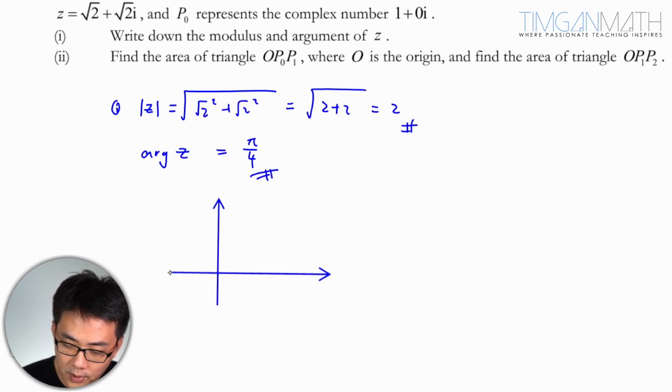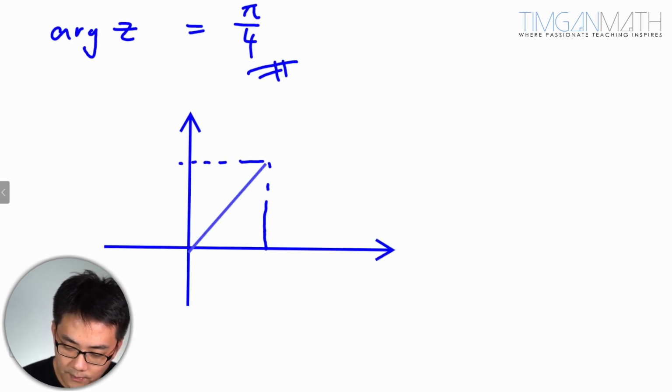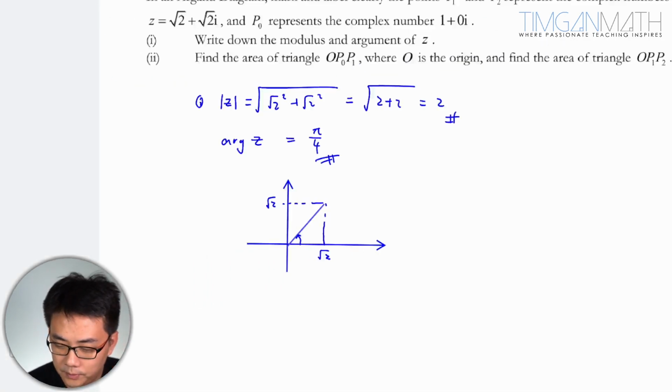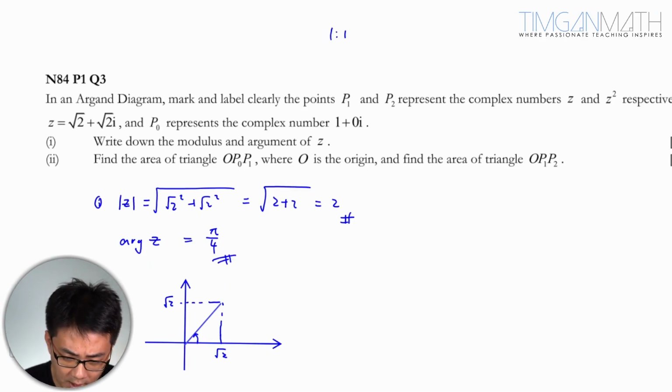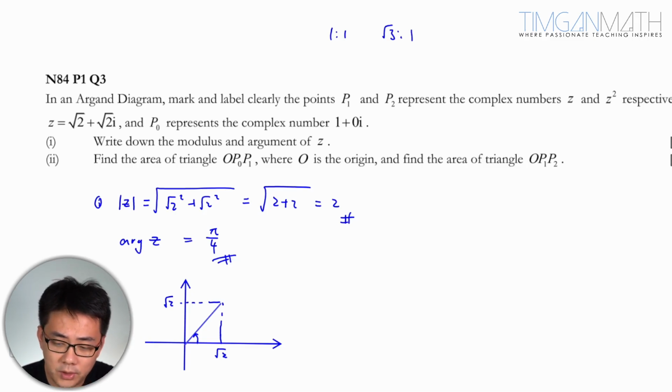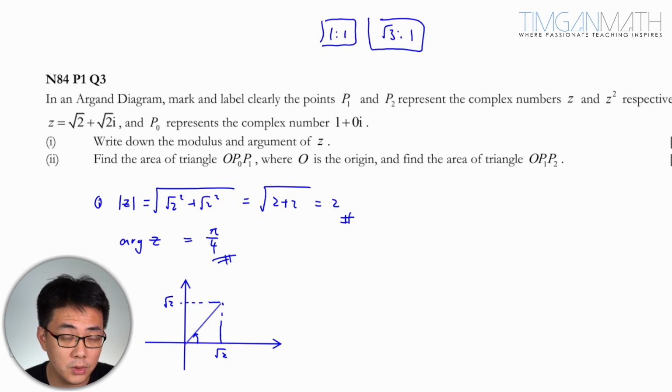So why is it pi over 4? Because when you are doing this question here, this is root 2 to root 2. Now, like I say, you need to know there are only two ratios in terms of the sides which should give you the exact argument. One is 1:1, and the other one is root 3 to 1. There are only these two ratios in the exam. All the exact arguments only fall between these two ratios.